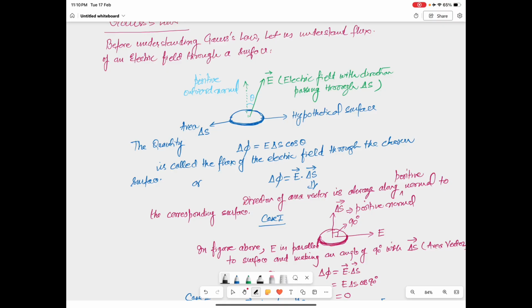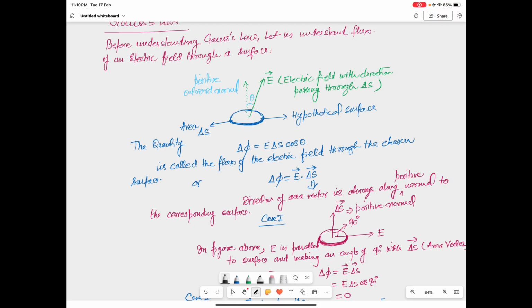There is a small area delta S. This is a hypothetical surface through which the electric field is passing, making an angle theta with the perpendicular of the surface. Any perpendicular going outward from the surface is considered a positive outward normal, and any normal going inside the surface is considered a negative normal. So E is called the electric field.